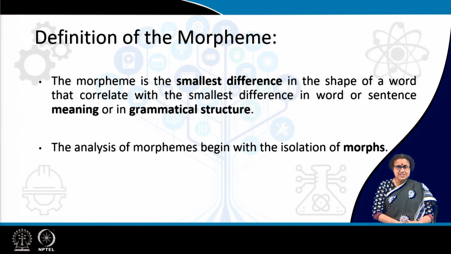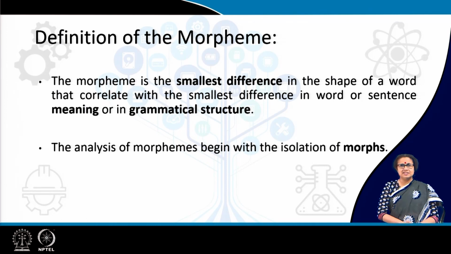So, this is the definition that we read together in the last class. I am reading it again. This is a little more complex definition. If you feel free to use the previous one, you can do that. The morpheme is the smallest difference in the shape of a word that correlates with the smallest difference in word or sentence meaning or in grammatical structure. So, the highlighted words will be useful for you. So, now we have a definition of morpheme.